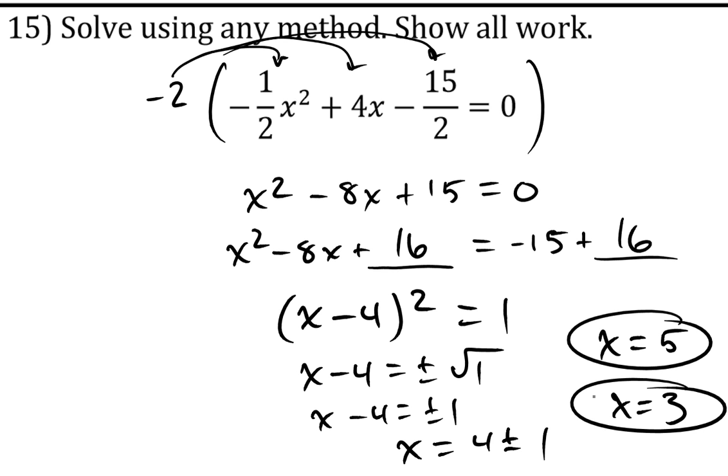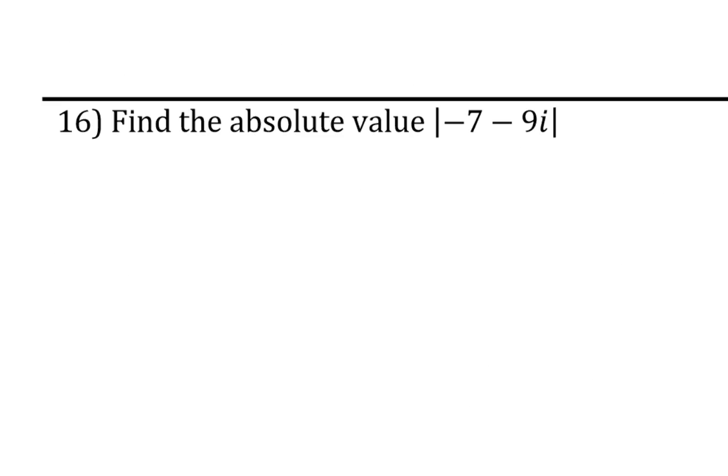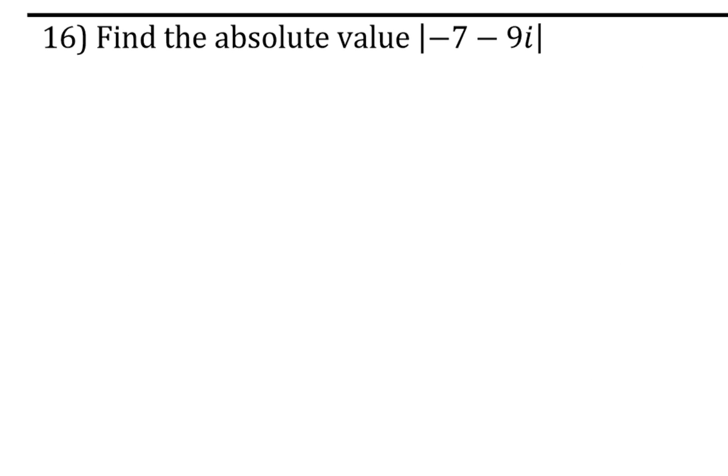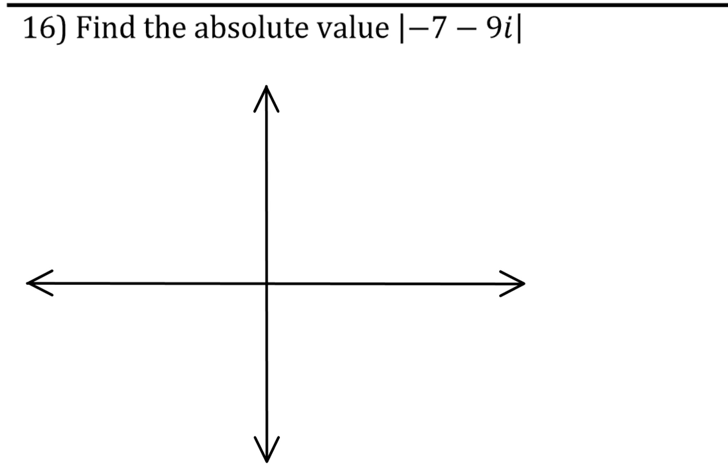Last question we're going to do is number 16. Find the absolute value of this complex number. Well, I've added a little Cartesian coordinate grid here, a complex plane, if you will, because just like the real numbers, the definition of the absolute value of a real number is how far that real number is away from zero, the origin of the number line.